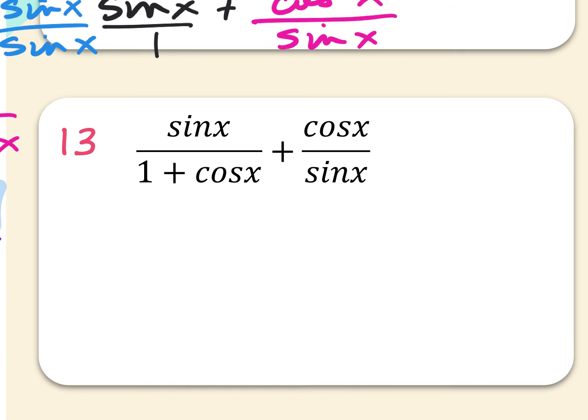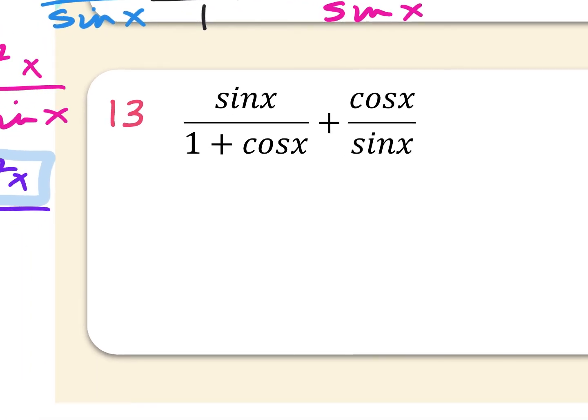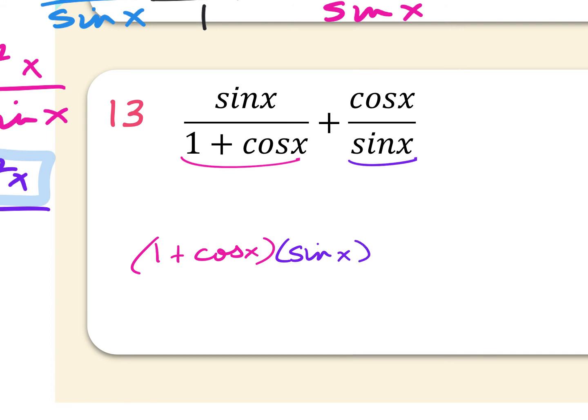So for this one, I'm going to start out because I can't really switch anything. Usually the easiest thing to do is try to get everything into sines and cosines. So they're already there. So what I'm going to do now is find a common denominator. And my common denominator is actually going to be both of these together. So my LCD is going to be 1 plus cosine x times sine x for both. Let me go ahead and set this up. And then I'm going to figure out what each one is missing.